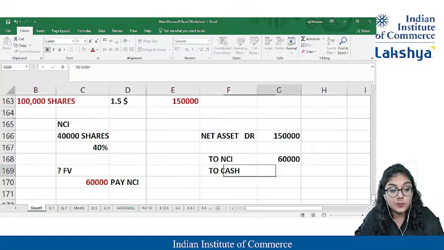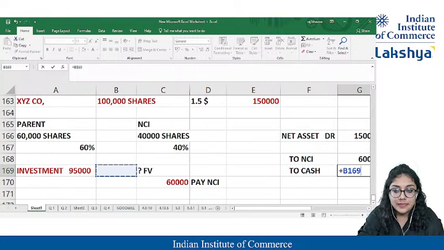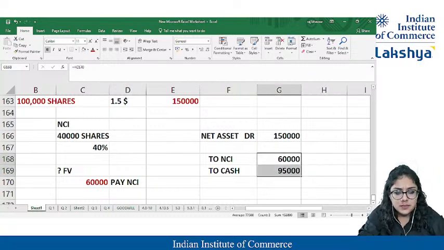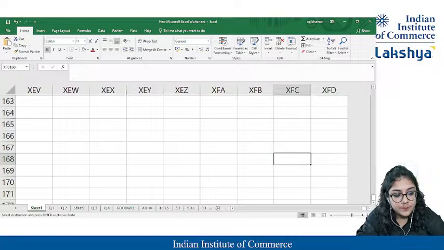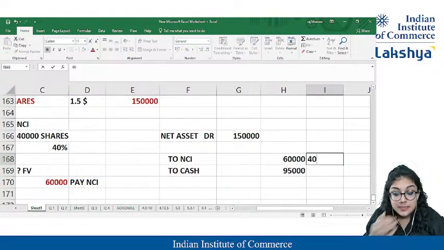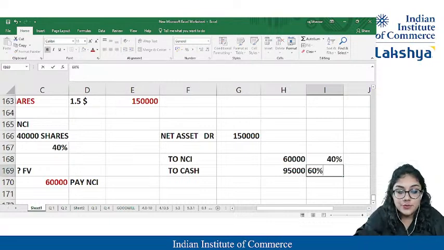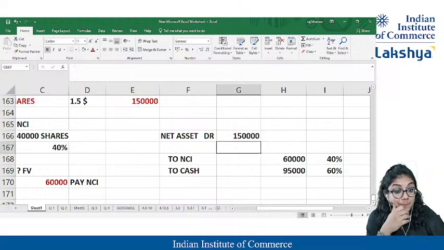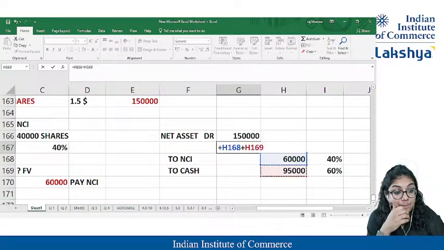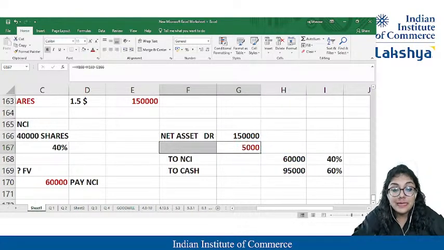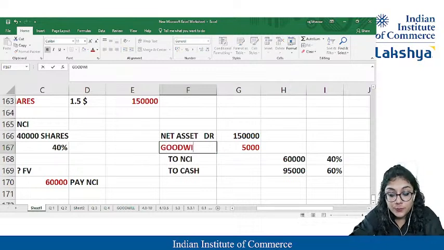And if I check the payment we made, that is the purchase consideration, which the parent paid in cash. So over here it's 90,000, right? It's 95,000, sorry, I'll just correct myself. So 95,000 I paid. This is 40% and this is 60%. Do you think I have made any extra payment? Yeah, that is 60 plus 95 minus 150. You had made an extra payment of 5,000, and that 5,000 is nothing other than goodwill.